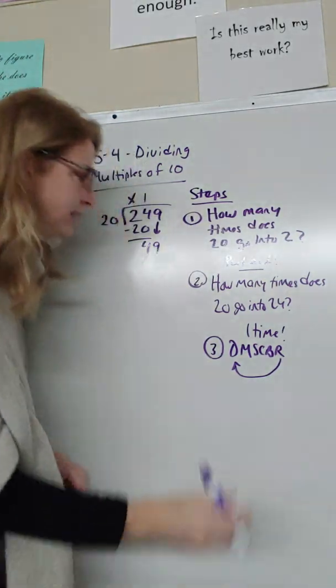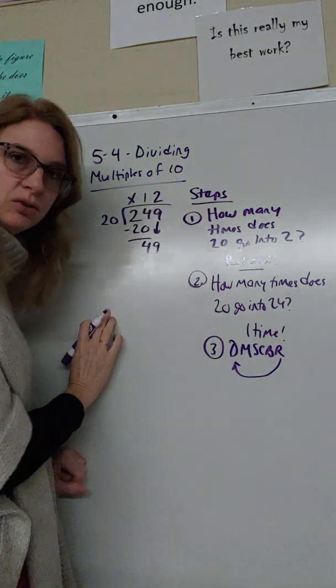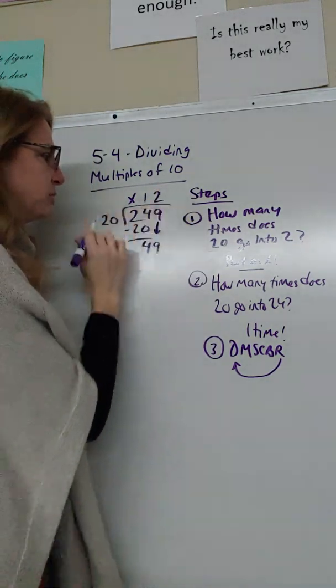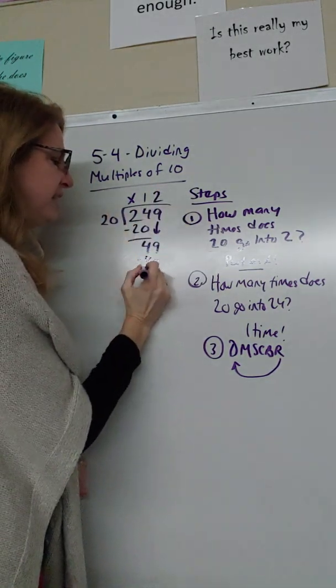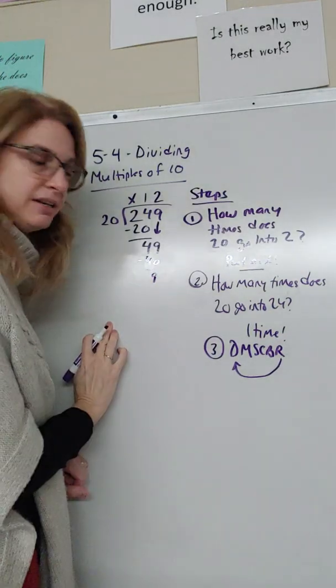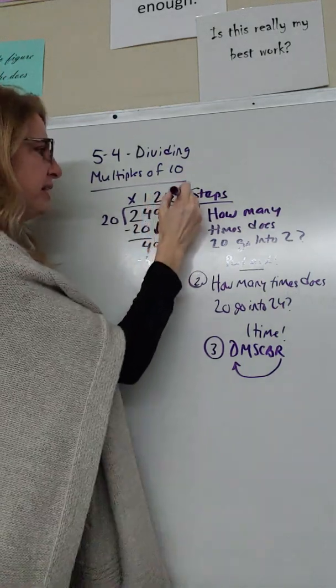So remember that skill. 20 goes into 49 2 times because 2 times 2 is 4. So 20 times 2 is 40. Then I multiply. 2 times 20 is 40. And I subtract. 49 minus 40 is 9. And that's my remainder. I don't have anything else to bring down.